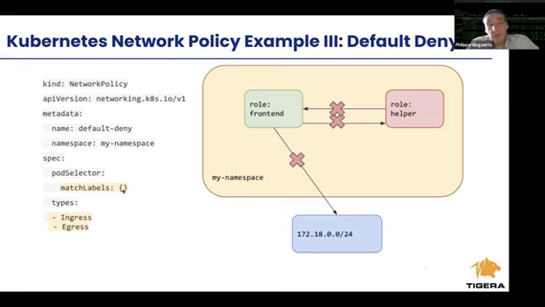Match labels with the curly braces basically means select all labels, so select all pods in this scenario. And then we apply an ingress block and an egress block without any rules. So it actually means on all the pods, implement no rule, which will have the effect that all the communications inside of this namespace will be blocked.